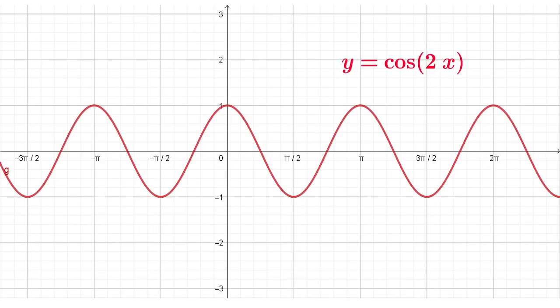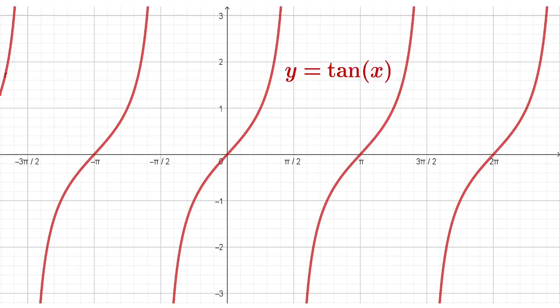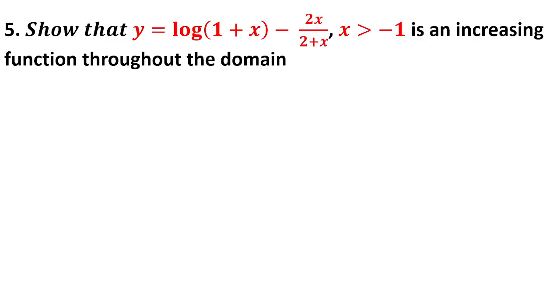Cos 2x, you are seeing that it is decreasing from 0 to pi by 2. And cos 3x is both increasing and decreasing in 0 to pi by 2. That is why we have made the statement, neither increasing nor decreasing. Tan x, no need to tell you that its derivative is secant square x, therefore it cannot be less than 0, therefore it is always increasing. Well, move on to question number 5.